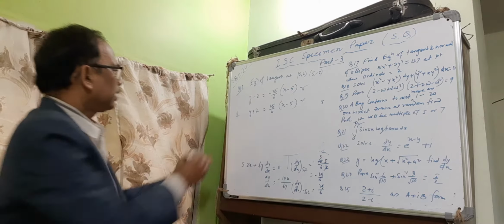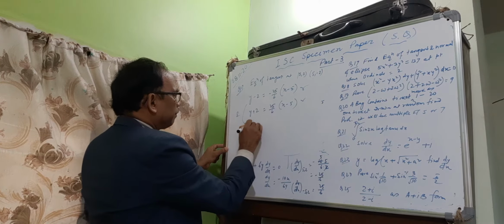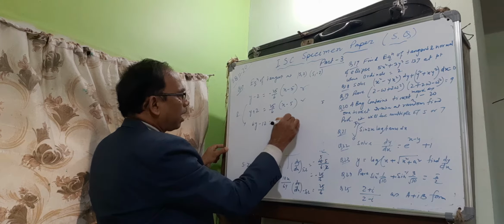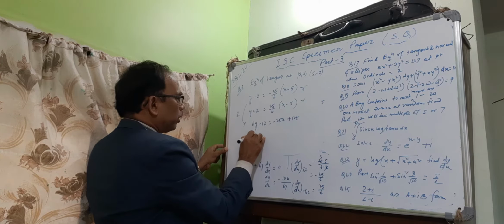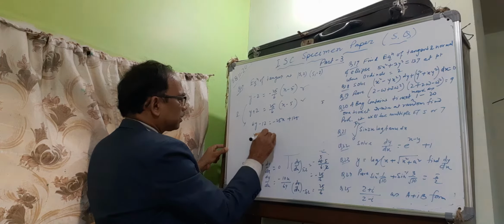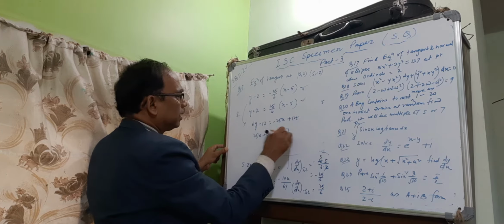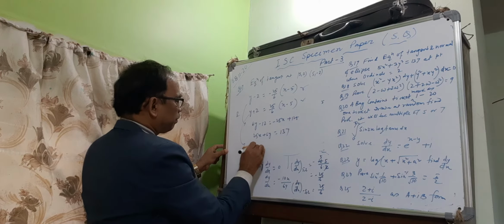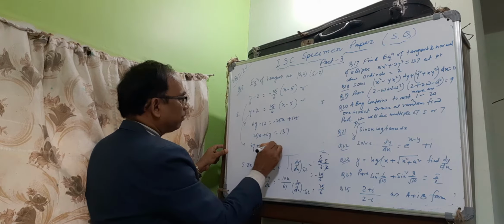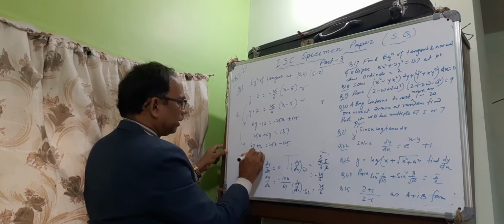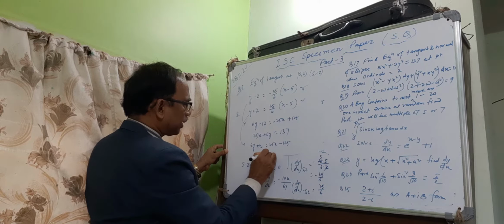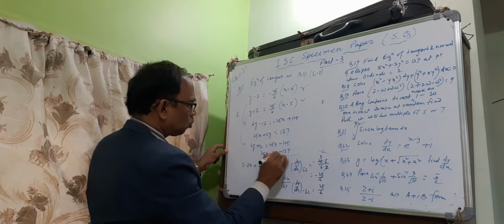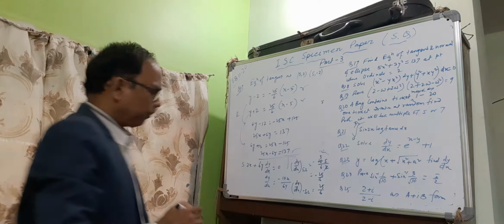You simplify. We can take 6y minus 12 equals minus 25x plus 125, that is 25x plus 6y equals 137. And from this we can write 6y plus 12 equals 25x minus 125, that is 25x minus 6y equals 137. That is the equation of tangent.